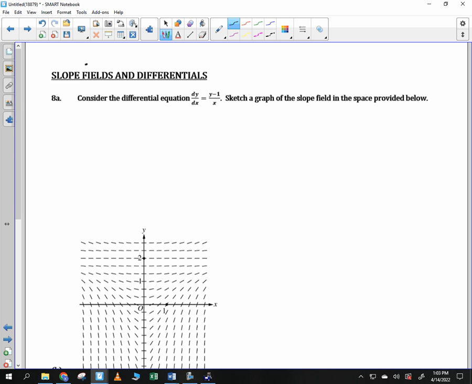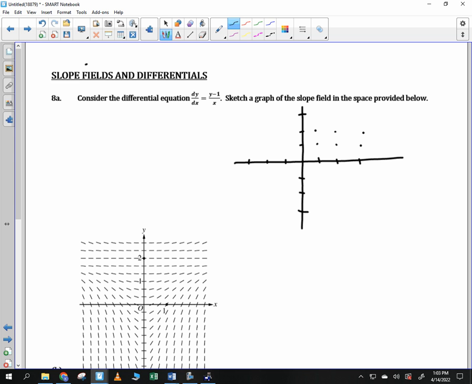Last one. Consider a differential equation, dy/dx equals y minus 1 over x. Sketch a graph of the slope field in the spaces provided below. Do you remember how to sketch a graph of the slope field? Yeah, let's just do a few of the slopes, okay? Let's just do like 1, 2, 3, 1, 2, 3, 1, 2, 3, 1, 2, 3. And we'll put some dots in there.